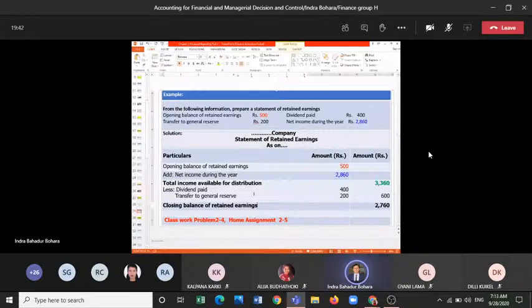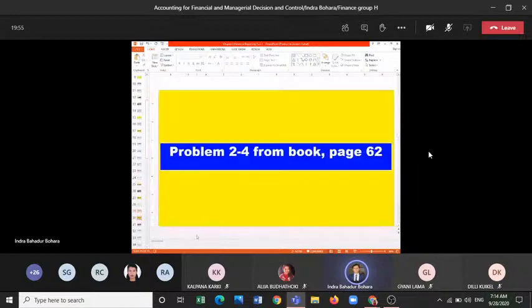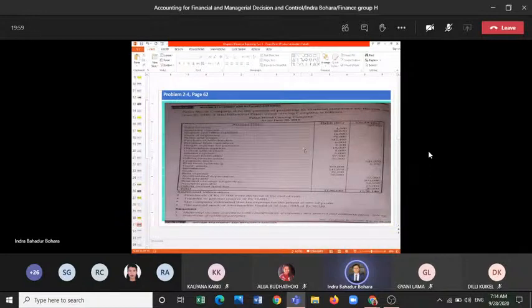Did you finish this one? It is a simple example of how to prepare. Okay, the next example we are going to discuss is problem 2.4 from the book, page number 62. Can you see the question? I have it here. There is some problem in taking the photos, but can you see or not? First of all, let me show it in slideshow view.